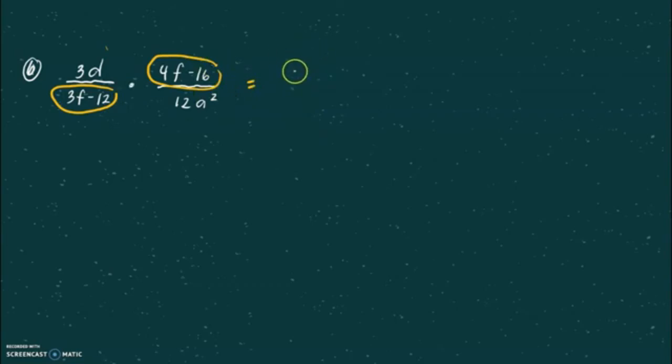Okay, so factoring them out, let's have 3d, okay, over the factors of 3f minus 12, we have 3 times f minus 4. Okay, multiply it by the other rational expression. We have 4f minus 16. Now we know that the common factor for 4f minus 16 is 4. So we have 4 times f minus 4 over 12a squared. Now factors of 12, we can have it as 3 times 4 times a times a, right?